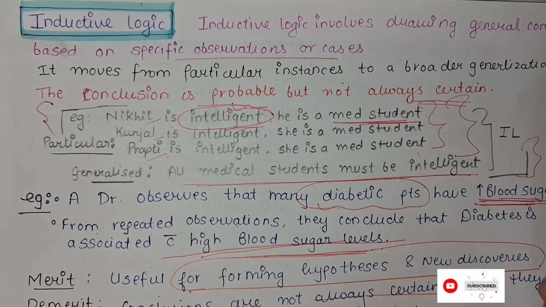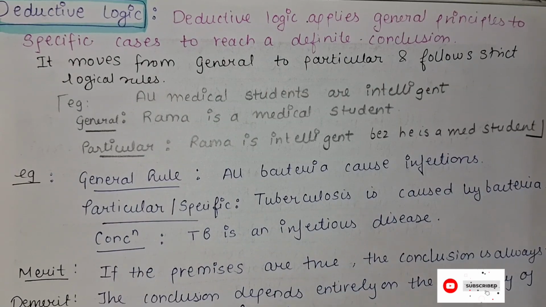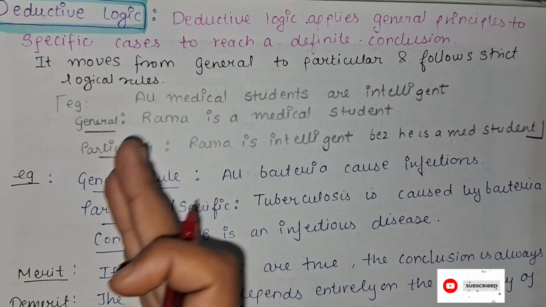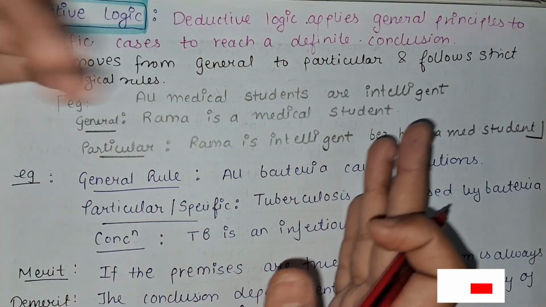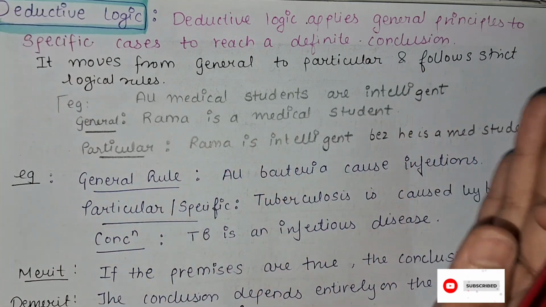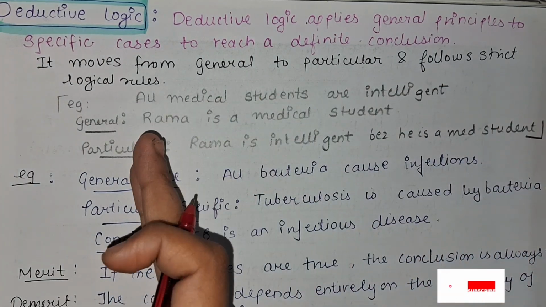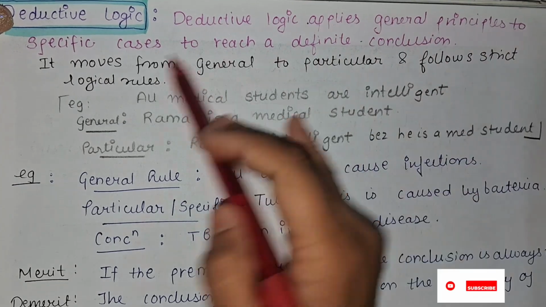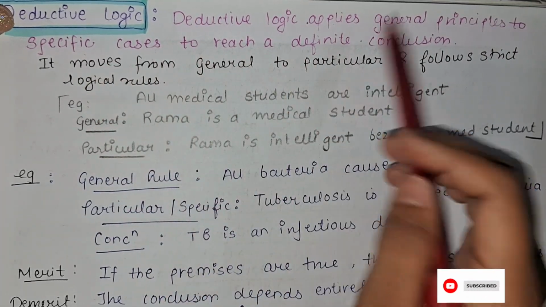Then now we will go with deductive logic. So now we'll see deductive logic. So in deductive logic, as we already saw, we go from general to particular. In inductive we were going from particular to general. Now we come from general to particular. So deductive logic applies general principles to a specific case to reach a definite conclusion.